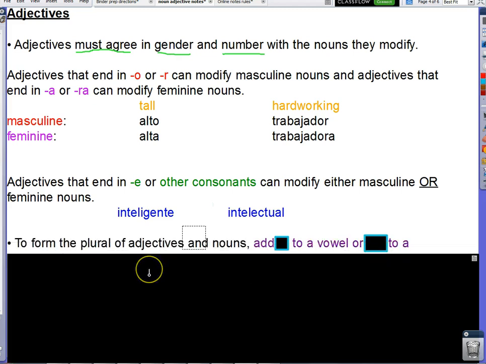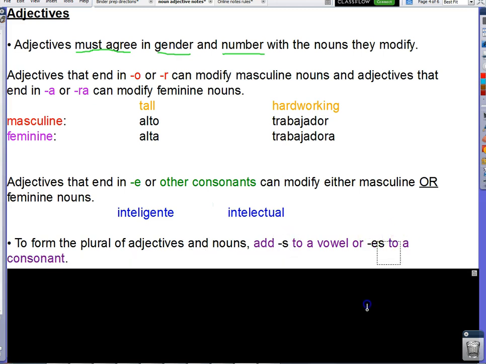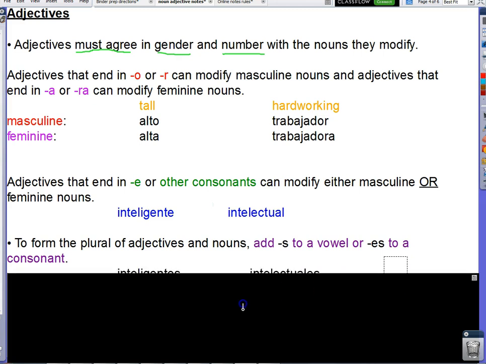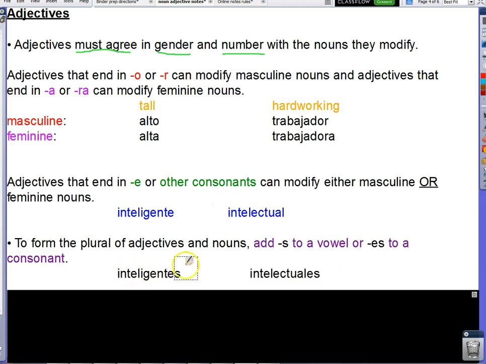If you need to take the plural form of an adjective or a noun, you add s to a vowel or es to a consonant. So this is how you make adjectives or nouns plural. Add s if it ends in a vowel, add es if it ends in a consonant. Inteligentes, it ended in a vowel, so I just add s. Intelectuales, it ended in a consonant, so I add es.